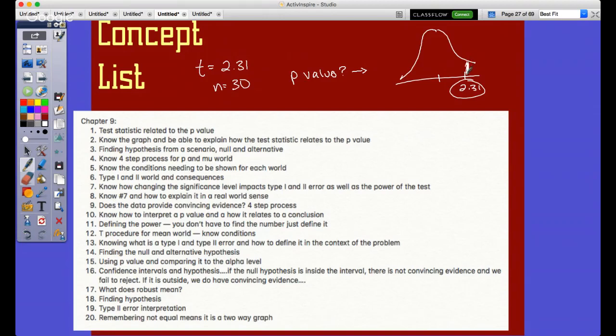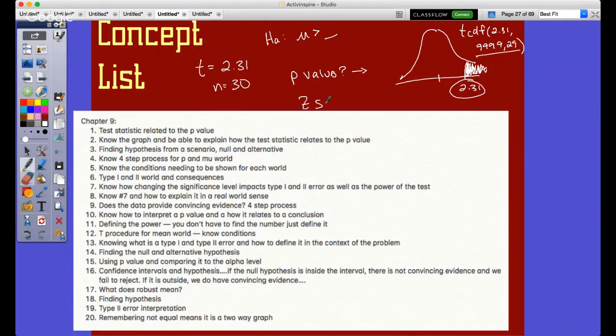And if I'm finding my p-value, and let's say that we're talking about something where the alternative is mu is greater than whatever it is, fill in the blank. In this instance, we highlight this, and this is where we can go to tCDF lower 2.31, comma upper 9999, comma degrees of freedom, which would be 29 because it's 30 minus 1. And just knowing what I would do here.